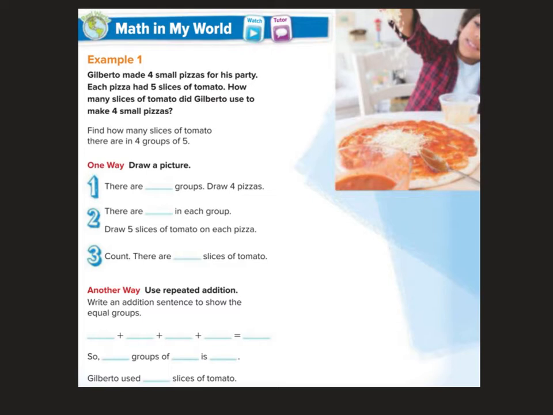All right, so here we have example 1. Gilberto made 4 small pizzas for his party. Each pizza had 5 slices of tomato. How many slices of tomato did Gilberto use to make 4 small pizzas? So our job here is we need to find how many slices of tomato there are in 4 groups of 5. So one way is we could draw a picture. There are 4 groups, so we're going to draw 4 pizzas.